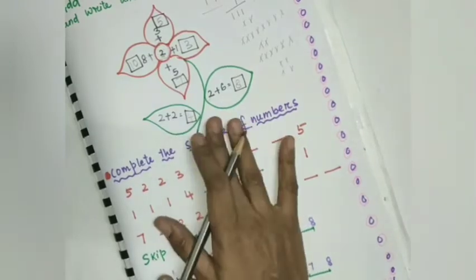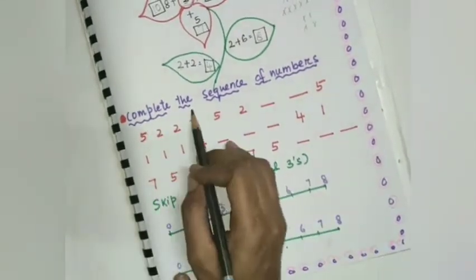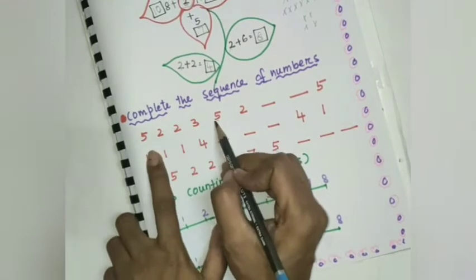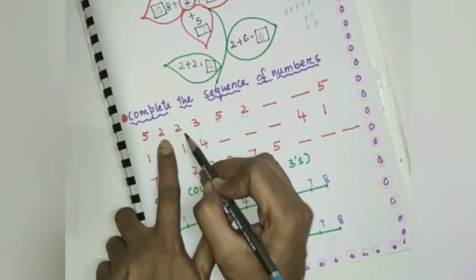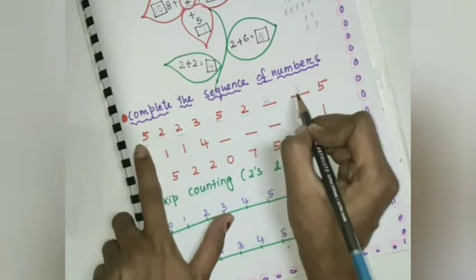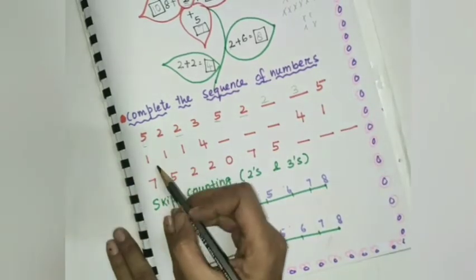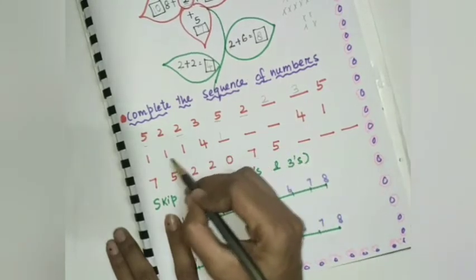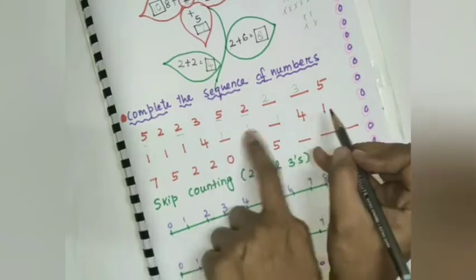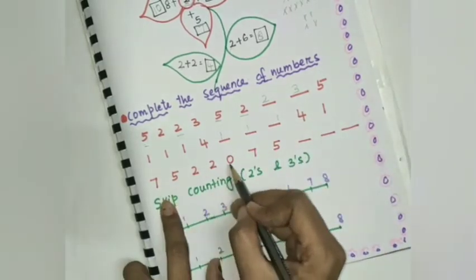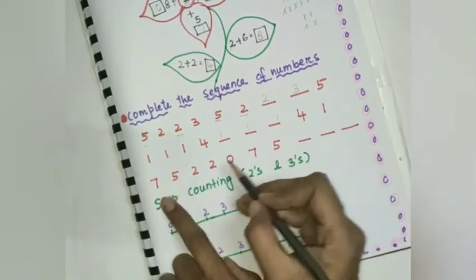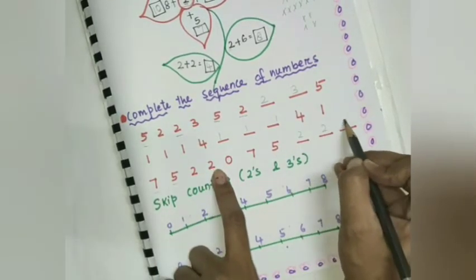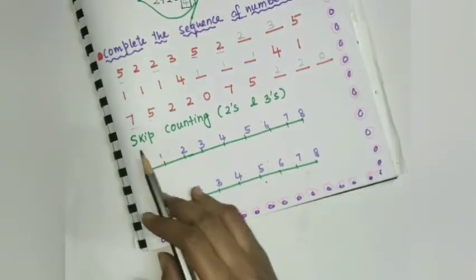Okay, then the next one is to complete the sequence of numbers. So we'll write as per the pattern. Here 5 2 2 3. Then again comes 5 and 2. So the next one is 2 and 3. Then again the pattern repeats: 1 1 1 and 4. So we'll write first 1 1 and 1, then 4, then again 1 and repeat. Then 7 5, then 2 2 and 0. Okay, like that. Then skip counting by 2s and 3s.